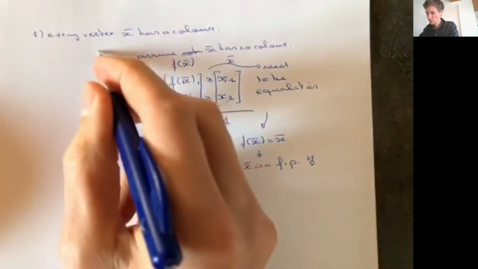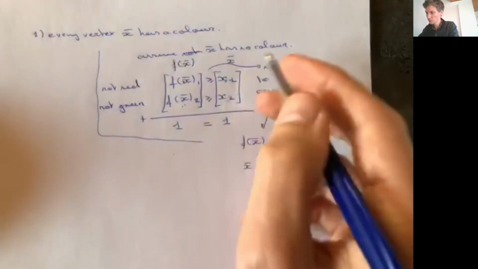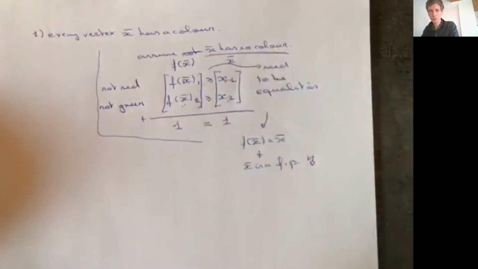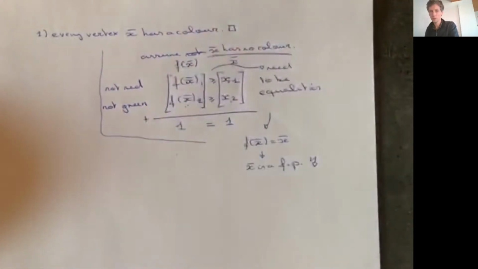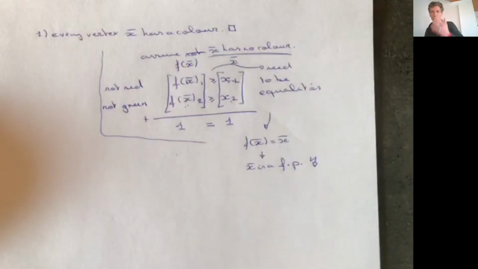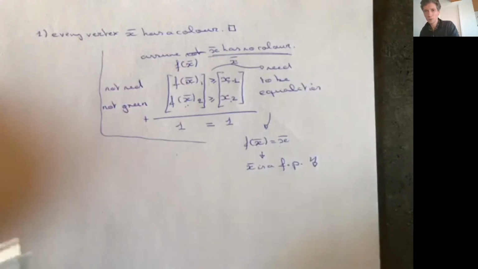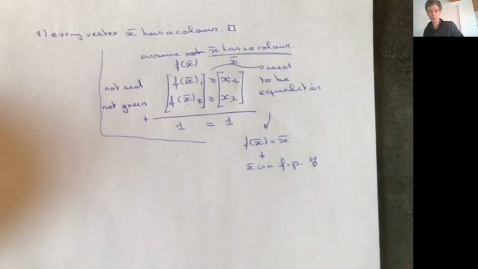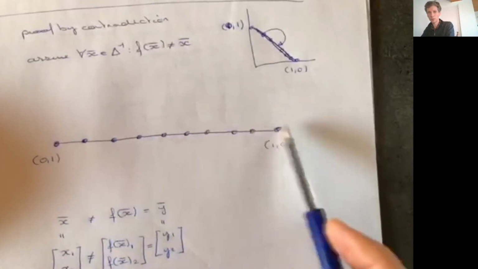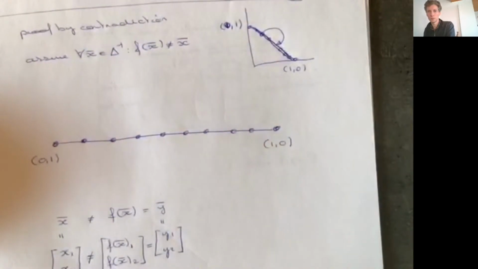So this argument has to be false, and the assumption that x has no color has to be false. So indeed, every vertex needs to have a color. If some vertex doesn't have a color, then it's a fixed point. We assume there's no fixed point, so every vertex needs to have a color. So in particular, we can color every point on this line.